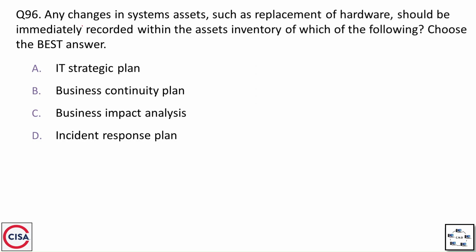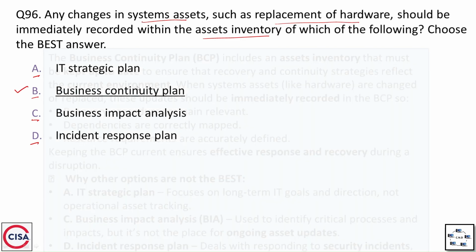Question number 96. Any changes in system assets such as replacement of hardware should be immediately recorded within the asset inventory of which of the following? Choose the best answer. Option A, IT strategic plan. Option B, business continuity plan. Option C, business impact analysis. And option D, incident response plan. And the correct option is option B, business continuity plan.